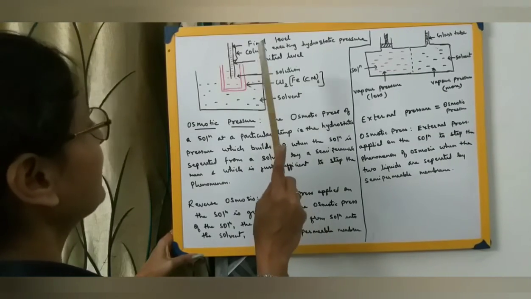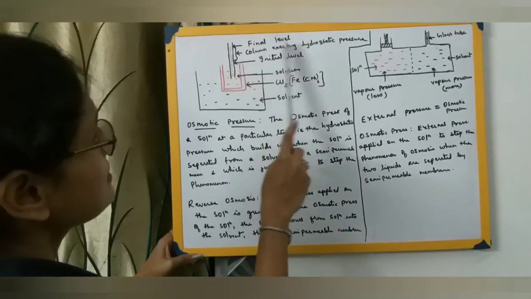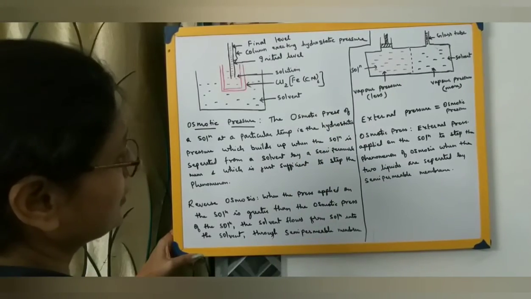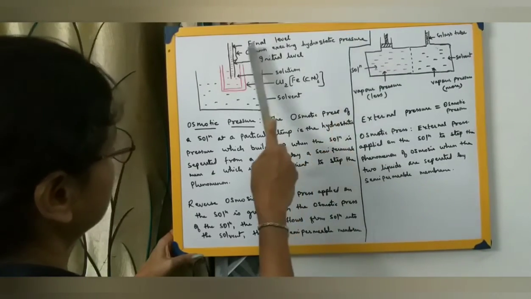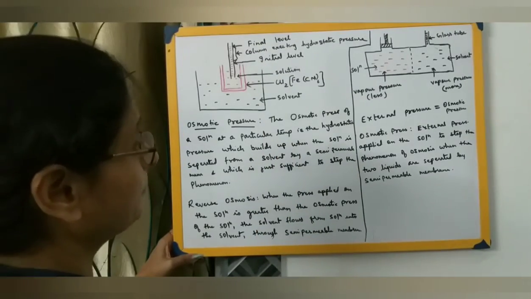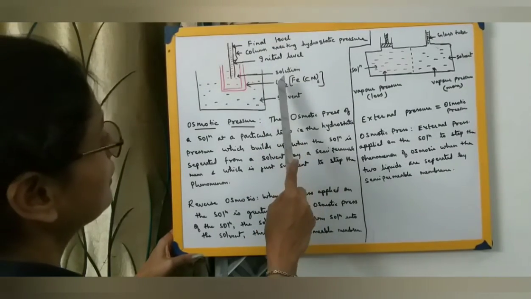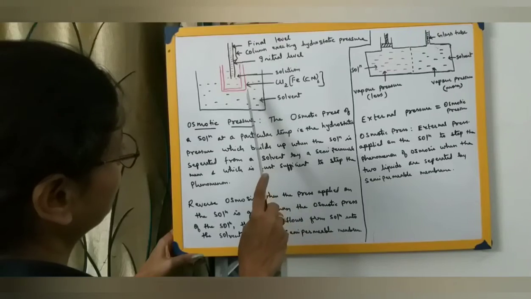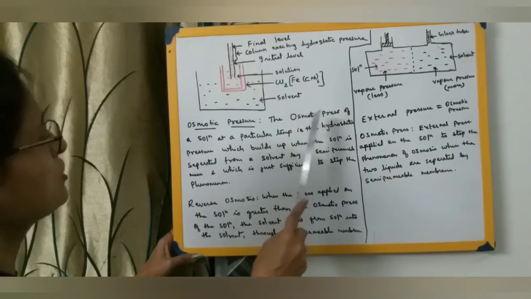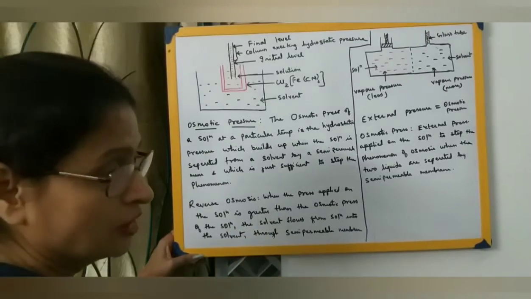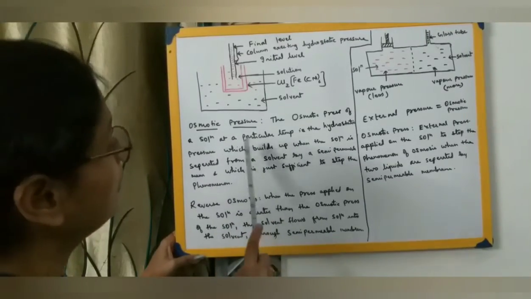So we can say that this hydrostatic pressure exerted over here is also called the osmotic pressure, which is stopping the flow of solvent from this container to this container. So we can define osmotic pressure: the osmotic pressure of a solution at a particular temperature. The process has to be carried out at a particular temperature.